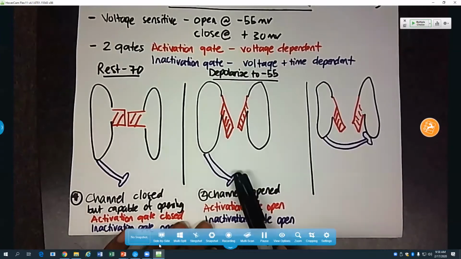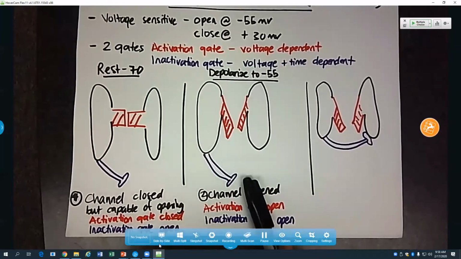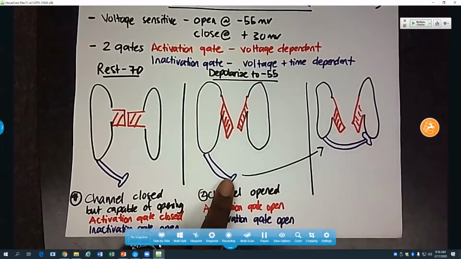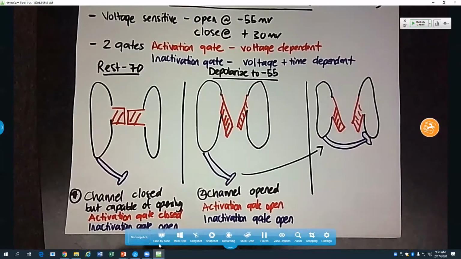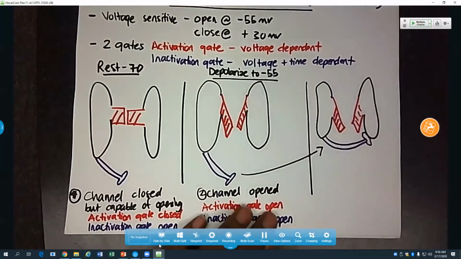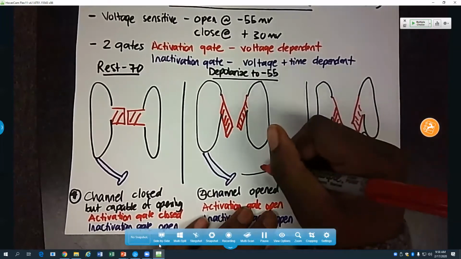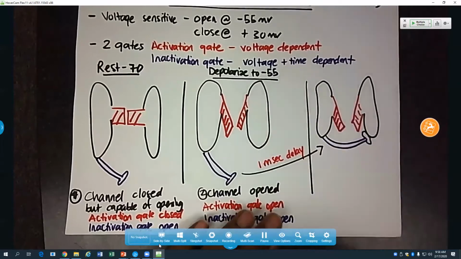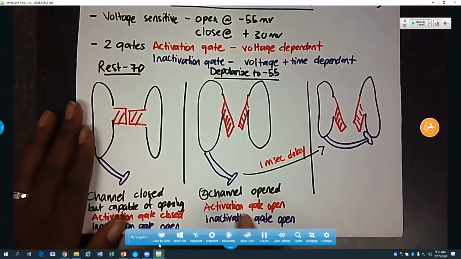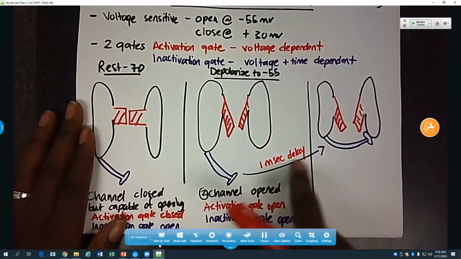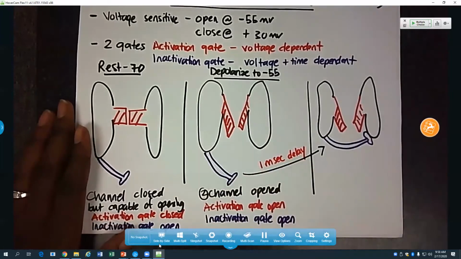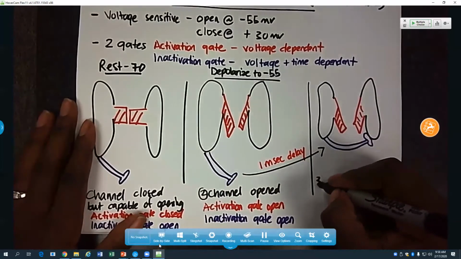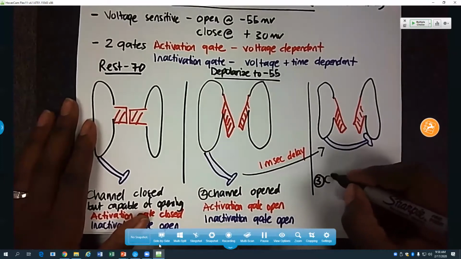So at this negative 55 threshold, we have a 1 millisecond delay to then close this inactivation gate after that 1 millisecond. Right? So here we have that 1 millisecond delay. Okay, so at negative 55, there's a trigger here to then close this gate after that time. And then in the third state of this channel, the channel is closed.